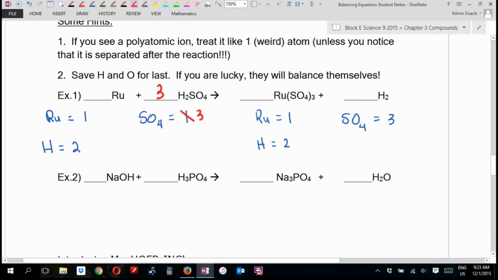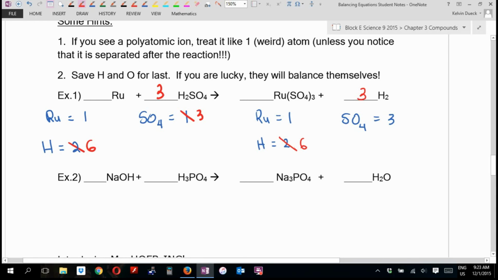But what else just changed? How many H's do I now have? 2 times 3, so cross that out, 6. How can I fix that? Well, I got 6 H's on the left. How many H's do I need on the right? How many do I have right now? How can I make this into a 6? What am I going to put in front here? A 3, because we're timesing. That equation is now balanced.